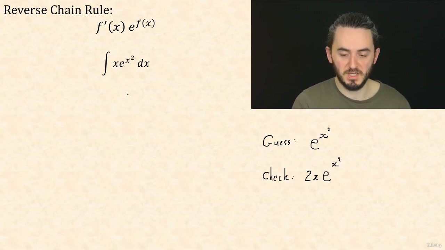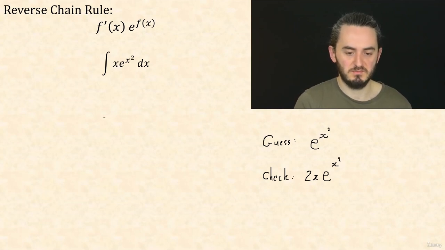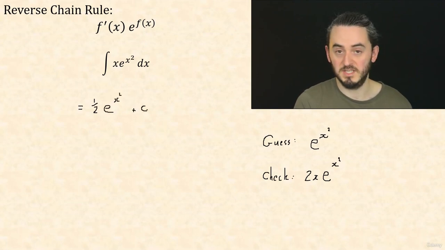Okay, so that's basically what I have here. It's just 2 times too big. So my guess is a good guess. It's just 2 times too big. What does that tell me? It tells me that my answer should be a half e to the x squared plus c. Okay, not too bad in that one. Let's have a look at a few more advanced examples.